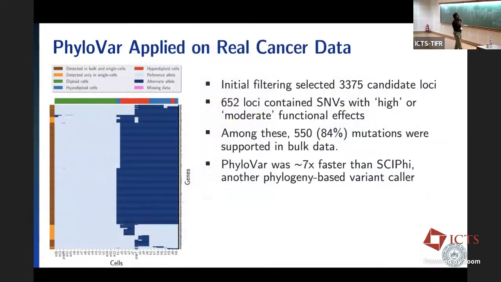So then we actually applied it on some real cancer data sets. This is whole exome sequencing data coming from a TNBC patient, triple negative breast cancer. This, I think, contained around 16 tumor cells along with some normal cells.